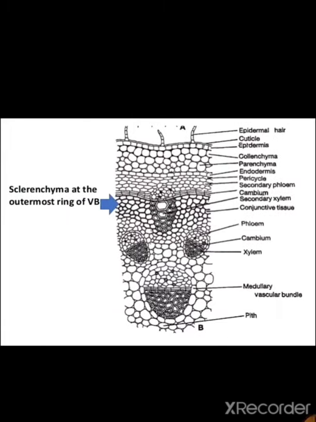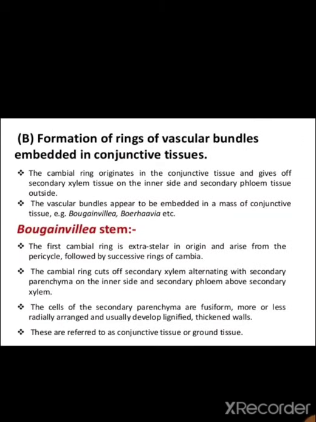Second one is abnormal behavior of abnormal cambium. Formation of rings of vascular bundles embedded in parenchymatous tissue. Formation of rings of vascular bundles embedded in conjunctive tissue.